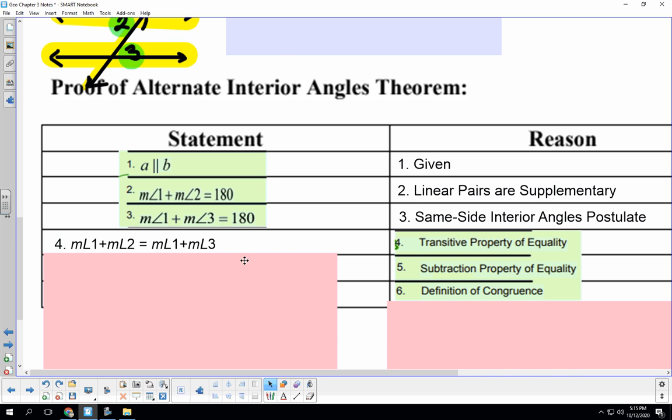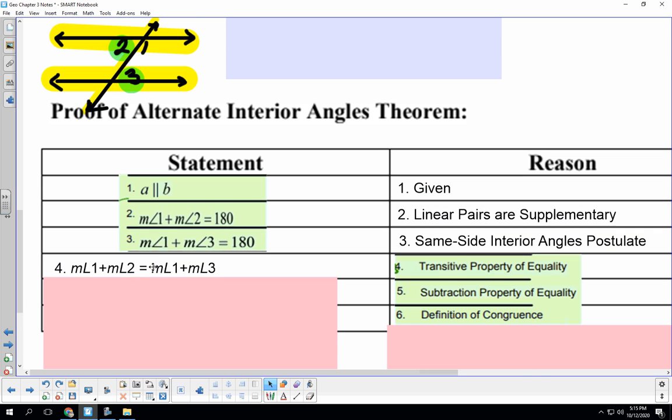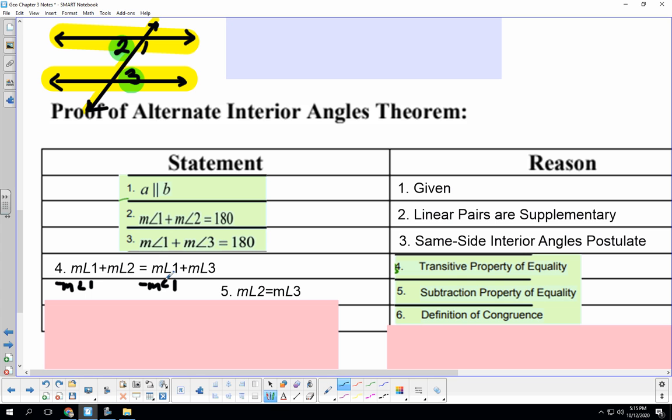Now we're going to do some subtraction. Look at what we're trying to prove. We're trying to get just 2 and 3. What do I have to subtract to just get down to 2 and 3? Oh, I've got to subtract the measure of angle 1. So I'm actually going to write that down, this is bonus material. We're going to subtract the measure of angle 1 from both sides. He's the one we want gone. See ya, sucker.